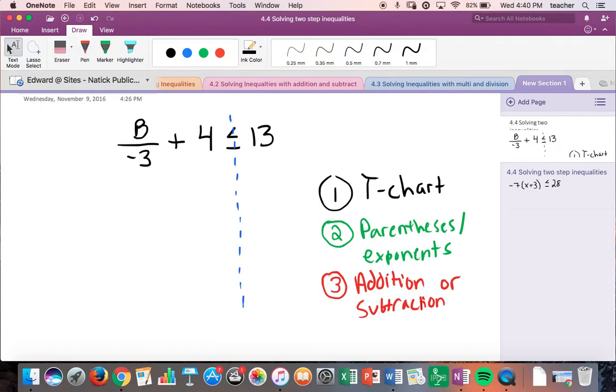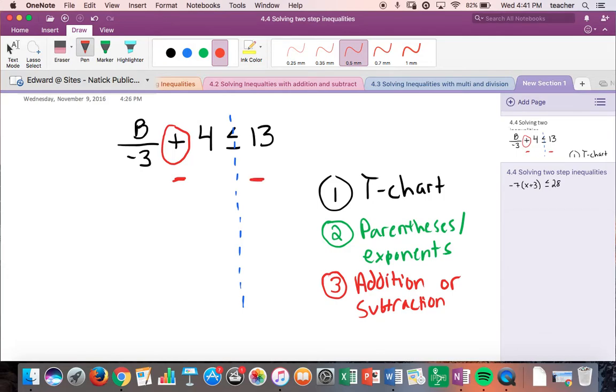What I mean by that is we're going to look at the problem and identify which operation is being done to our variable. We look at the left side where our variable is and ask ourselves, what operation is being done to b divided by -3? It has to be addition or subtraction, and it's addition. Since that operation is addition, we need to use the opposite operation to solve. The opposite operation is subtraction. So we're going to subtract on both sides like this.